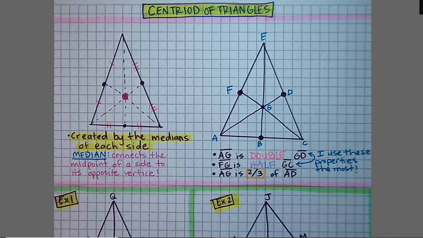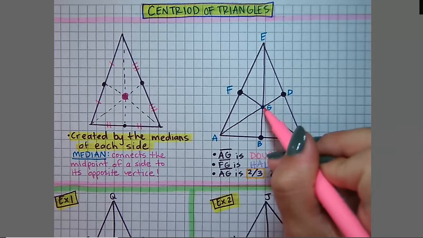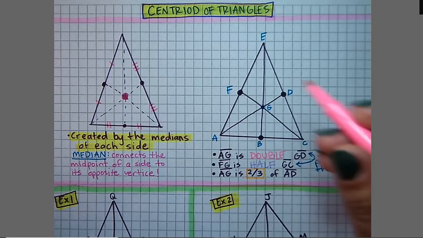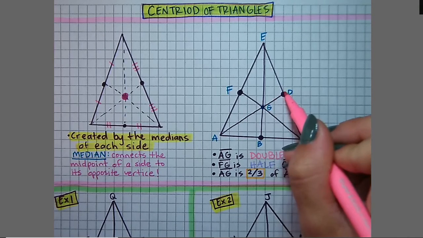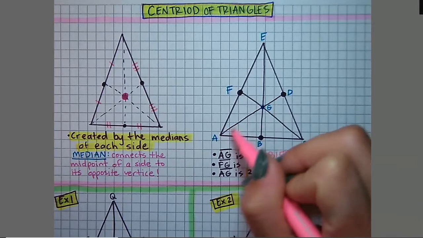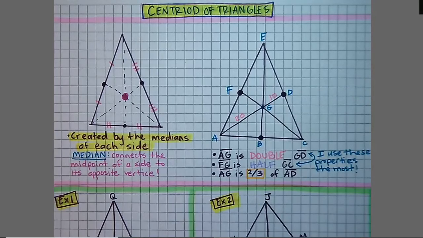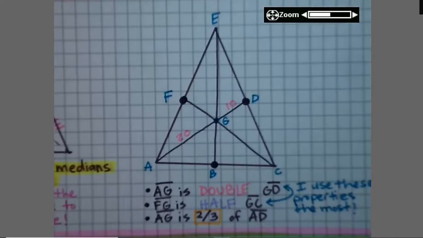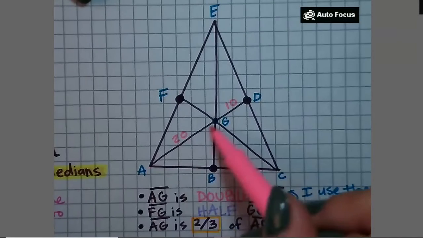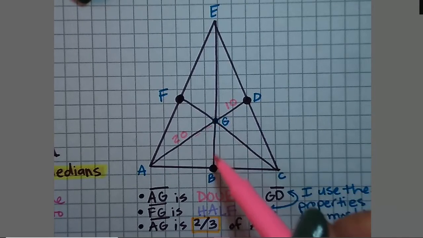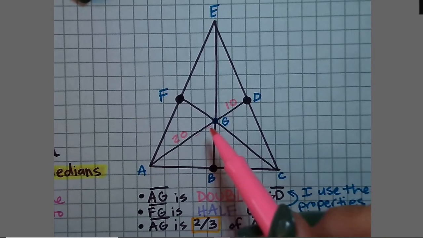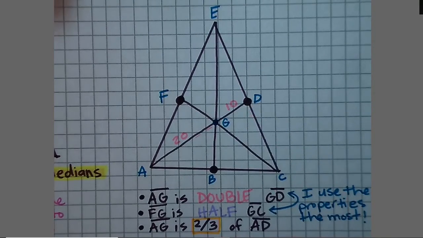The other cool thing about the centroid of triangles is that it has this sort of ratio going on. So AG here, let's say that this is 20. If AG is 20, then GD is going to be 10. So this has a ratio that is double this way. Just keep in mind that it's going to be on the same segment. So it's not that AG is double GB or something like that. It's AG is double GD.